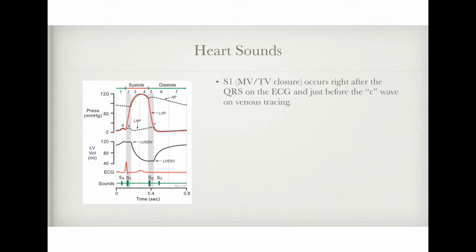S1, which represents mitral and tricuspid valve closure, as seen here, occurs right after the QRS complex on the ECG tracing and just before the C wave on the left atrial pressure tracing, corresponding to left ventricular contraction. So it's right around this point when the pressure in the left ventricle exceeds the pressure in the left atrium, where the mitral valve would close and create the S1 sound.